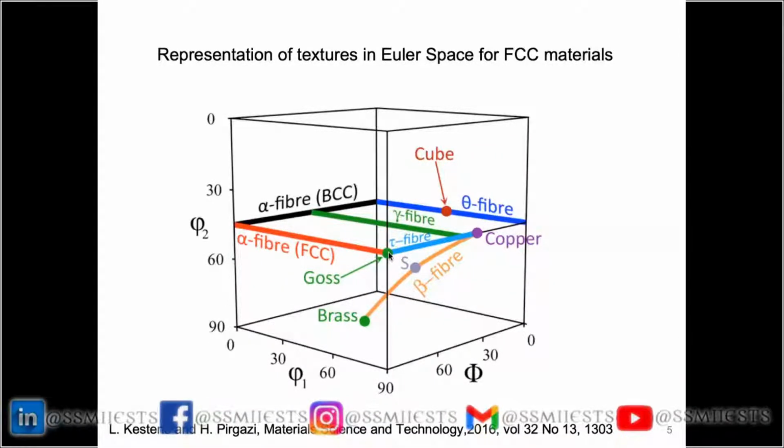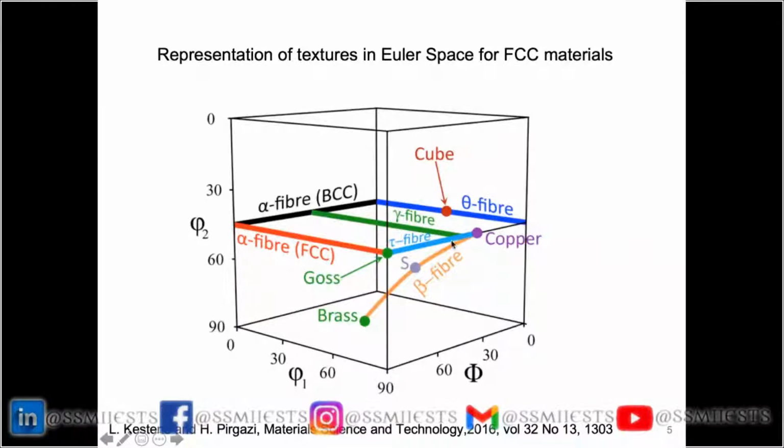have not single orientations, but so-called texture fibers. So these are the lines. For example, this blue line here is the theta fiber. These are all the orientations that have the 001 axis parallel to the normal direction of the sheet. And this is the gamma fiber. These are all the orientations for which the 111 crystallographic axis is parallel to the normal direction, and so on.